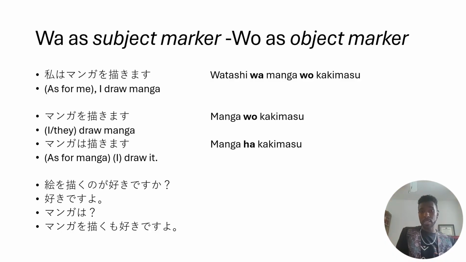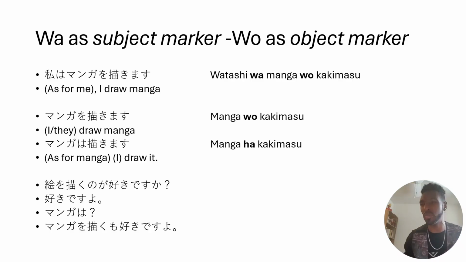So how do I say I draw manga? Kakimasu is to draw. Watashi is I. Manga is manga. Watashi wa manga o kakimasu. I draw manga. You can also say manga o kakimasu. It's the exact same sentence. You're not identifying the subject, but it's understood through context. So they draw manga, manga o kakimasu. I draw manga, manga o kakimasu. If I say manga wa kakimasu, as for manga, I draw that.